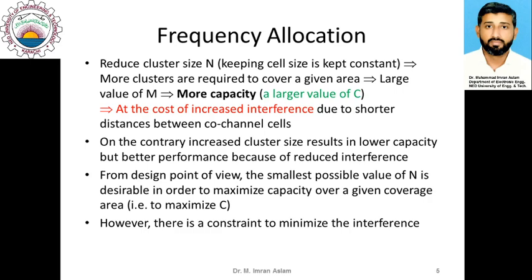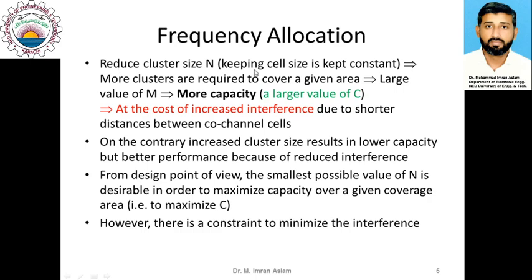However, you should note that if we are reducing the cluster size n, in that case co-channels will be moving closer and closer, and eventually if you have close co-channels, they will introduce interference into the other co-channels. So basically this increase in capacity is at the cost of higher interference because of the shorter distance between co-channels. The reverse is also true.